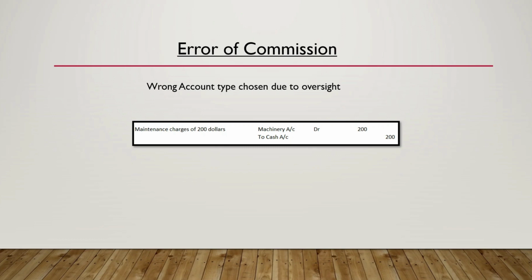I hope you are able to understand all these 5 types of errors that can happen, and you won't even get to know about it by directly seeing your trial balance.